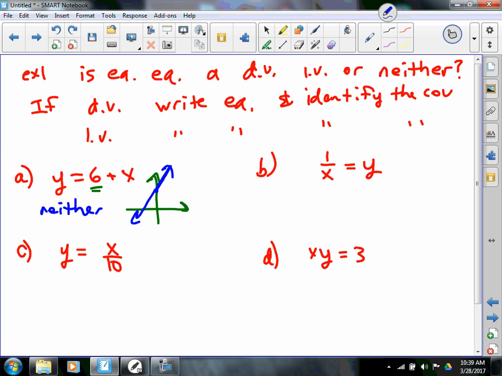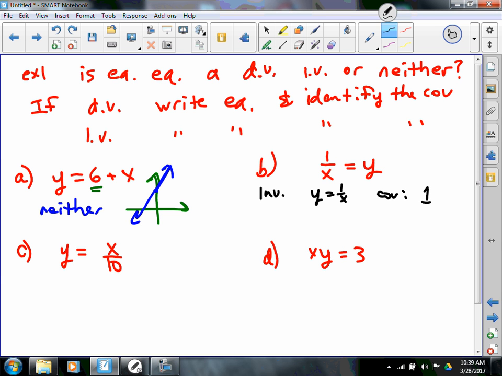Okay. What about number B? What do we think about that? Well, it's either direct or inverse. So inverse, okay. So this one is inverse. What's the equation? One over x equals y, or y equals 1 over x. And what's the constant of variation? 1. There we go. Good.